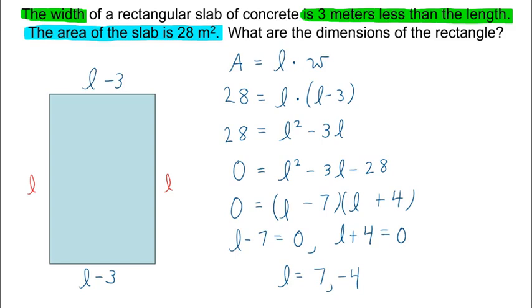No, that doesn't make sense. So while negative 4 is a solution to our quadratic equation, it is not a reasonable solution to our particular application problem. So therefore, the only reasonable solution is the length must be 7. If our length is 7, the width is the length minus 3. So that means that the width must be 7 minus 3, or 4. And that means that this rectangular slab of concrete is 7 meters long and 4 meters wide, or has the dimensions of 7 by 4.